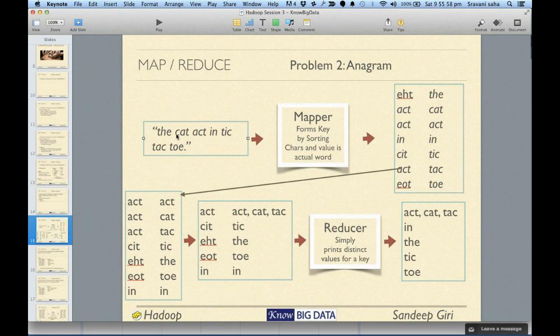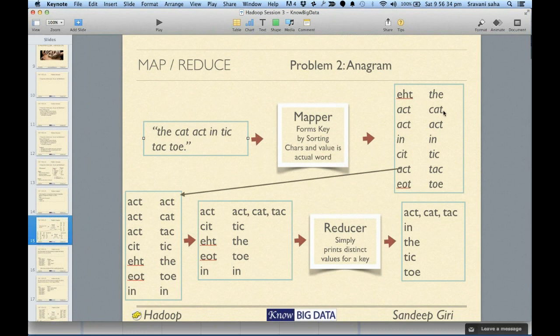Same way for cat, it's act. For act, it's again act. Now notice that for cat and act, because they are anagrams, their key is the same. When you sort their characters, A will go before the C and T will come last. For in, it's the same thing. Tic, it's C-I-T because C is before I and that is before T. And similarly here, tack, act and cat all have A-C-T as the key. And now, mapper will produce this output.